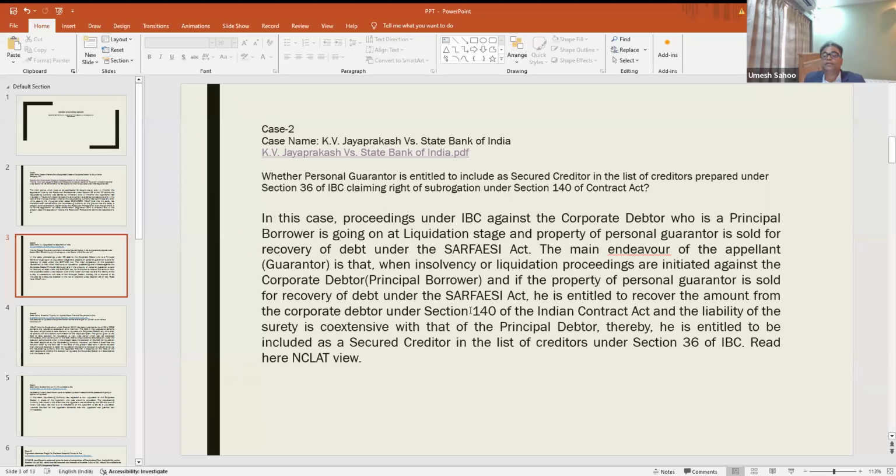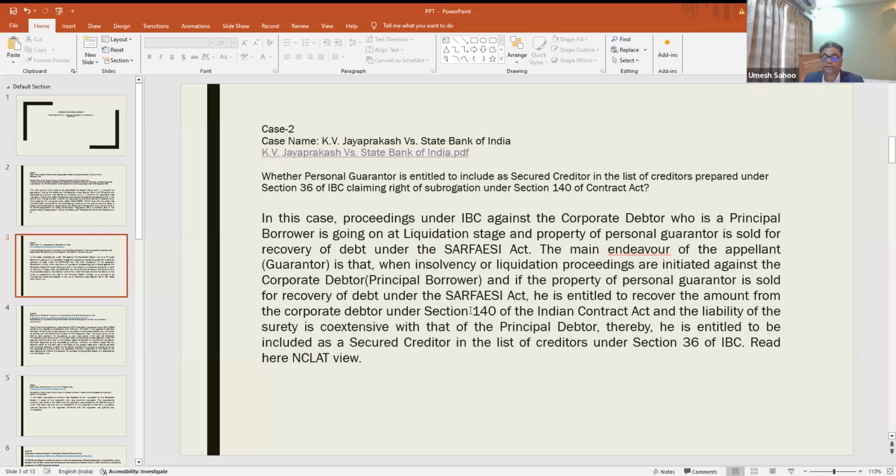The main endeavor of this applicant guarantor is that when insolvency or liquidation proceedings are initiated against the corporate debtor, the principal borrower, and if the property of the personal guarantor is sold for recovery of the debt under the SARFAESI Act, upon invocation of the personal guarantee, he is entitled to recover the amount from the corporate debtor under Section 140 of the Indian Contract Act that we discussed.